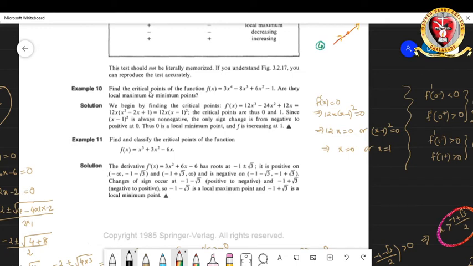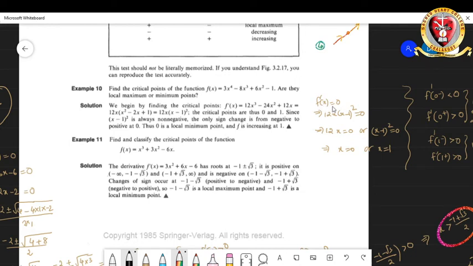Find the critical points of the function f of x is equal to 3x raised to 4 minus 8x cubed plus 6x square minus 1. Are they the local maximum or minimum points? So first of all, to calculate critical points, assume f dash of x is equal to 0 and find x. Taking f dash of x, you have 12x cubed minus 24x squared plus 12x. Then simplifying, you get at the end 12x into x minus 1 the whole square.